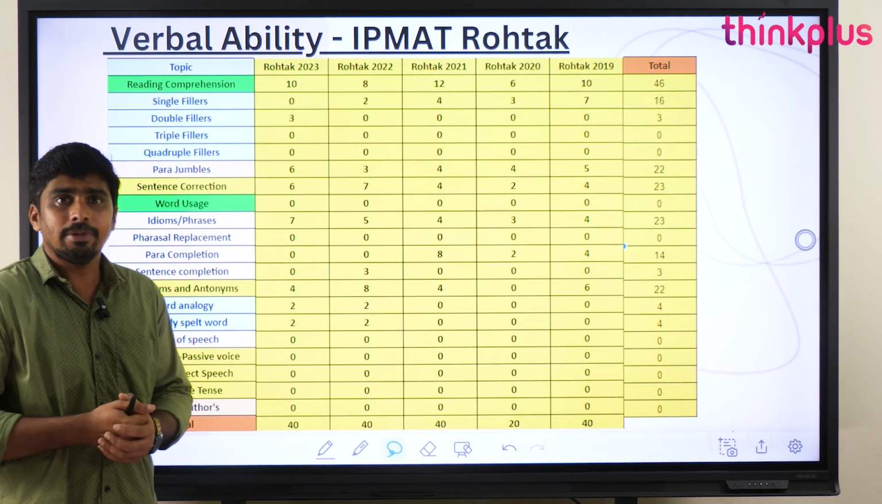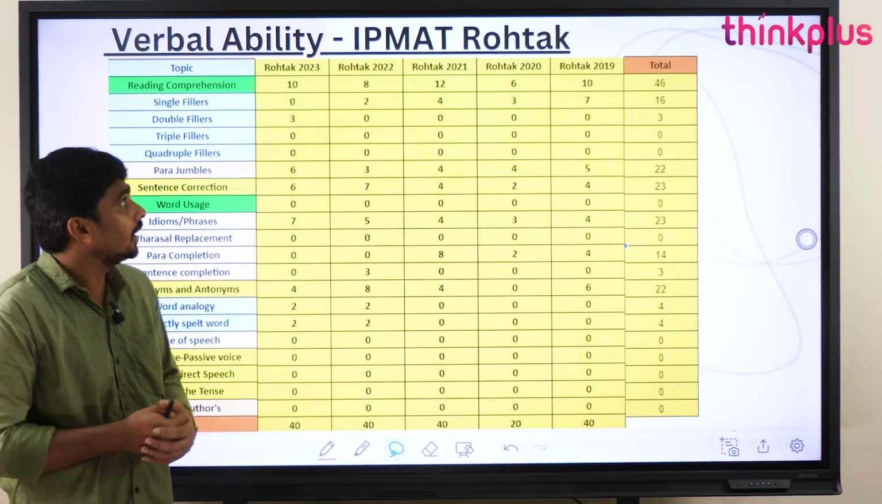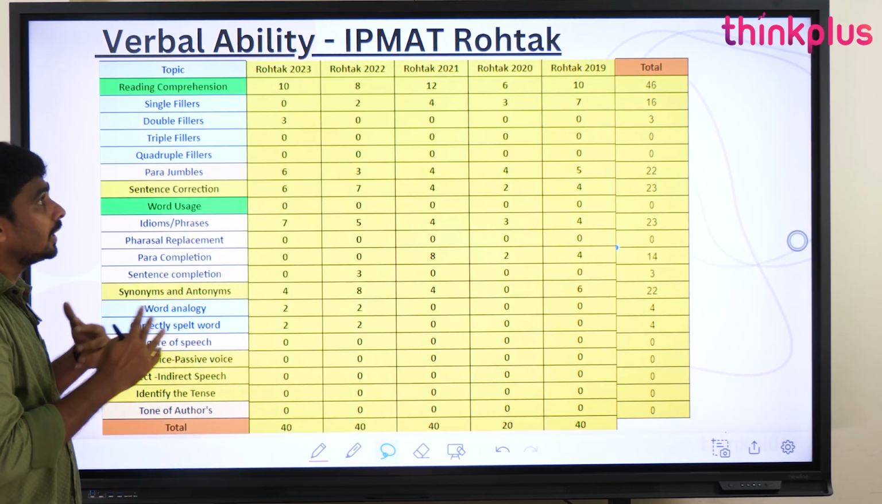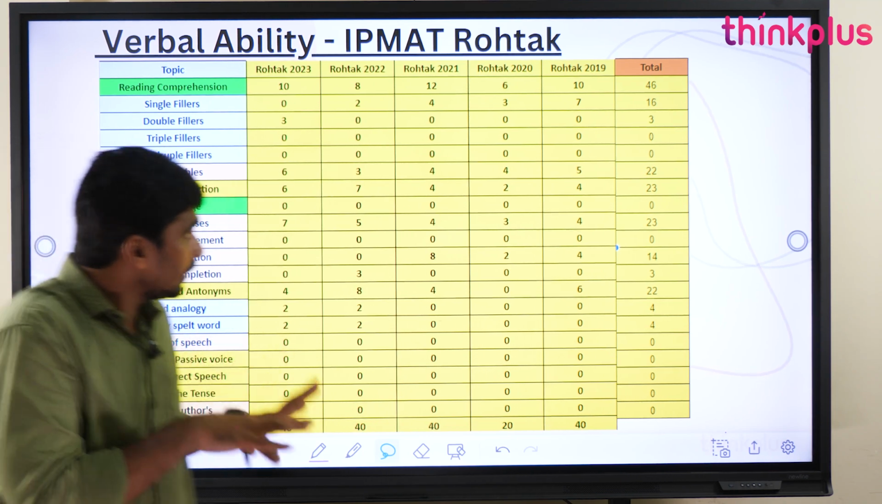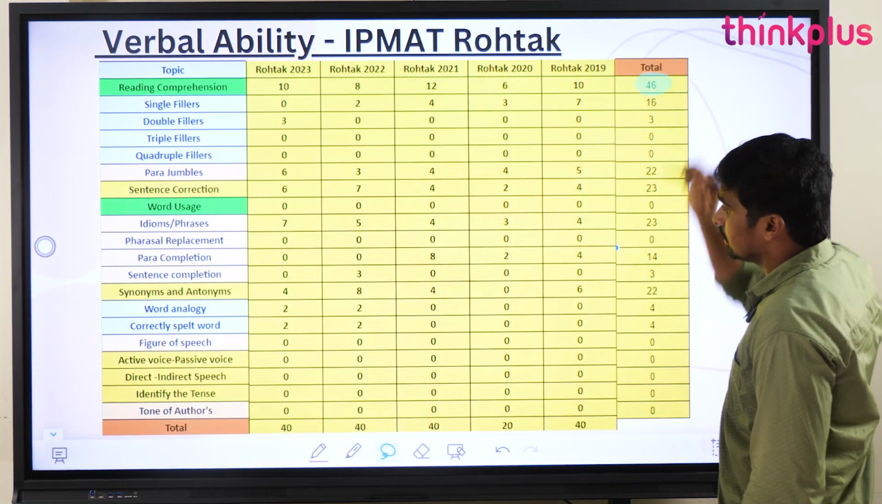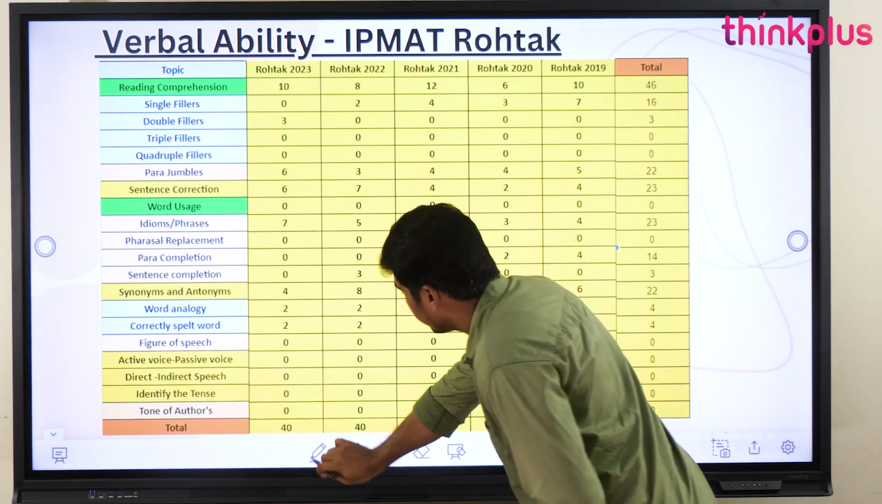Let's have a look at the IPMAT Rohtak verbal ability section, and from 2019 to 2023, almost 5 years of papers we have taken. In all these 5 years, cumulatively, if you look here, the highest number of questions, 46 questions, has appeared from the reading comprehension section.